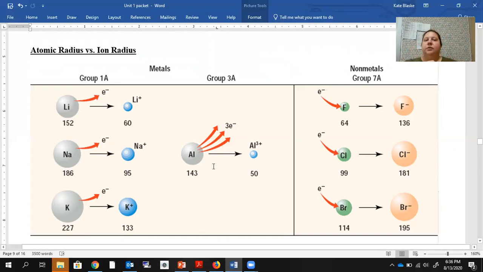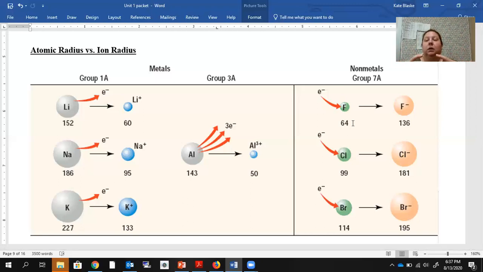The opposite occurs for negative ions. A negative ion is larger than its neutral atom. By adding that extra electron, you are decreasing the effective nuclear charge. You now have more negative charges and less positive charges. And that decrease in the effective nuclear charge decreases the Coulombic attraction between the positive nucleus and those negative electrons.